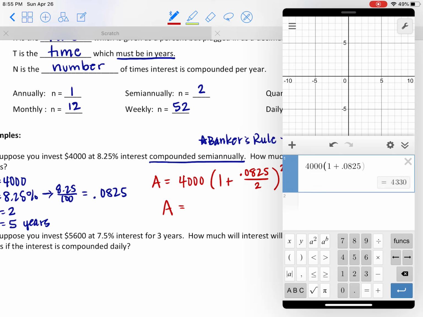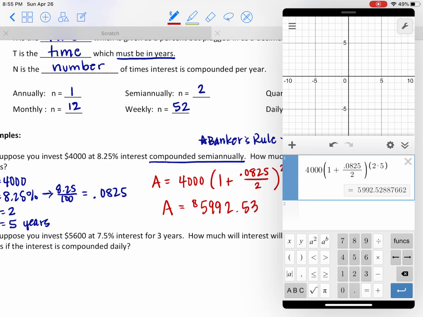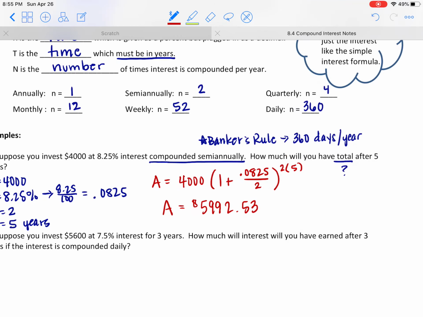And now we get to go to the calculator. So calculator says, let's see, 4,000 parentheses 1 plus 0.0825 over 2, and then we're going to raise that to the, you're going to have to put parentheses to keep both of these numbers in the exponent here, so it's 2 times 5, or if you just wanted to plug in 10, you wouldn't have to do the parentheses. So we have $5,992, and we're going to round that to 53 cents. $5,992 and 53 cents. Okay, so that is the total final amount. That is the answer to this question.